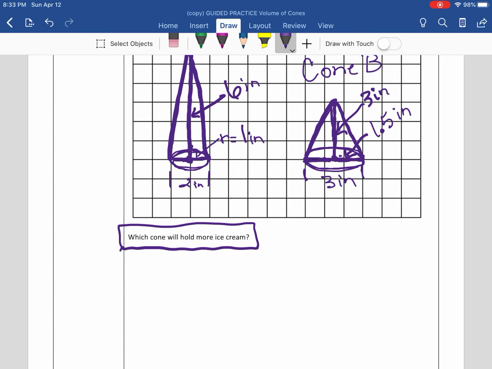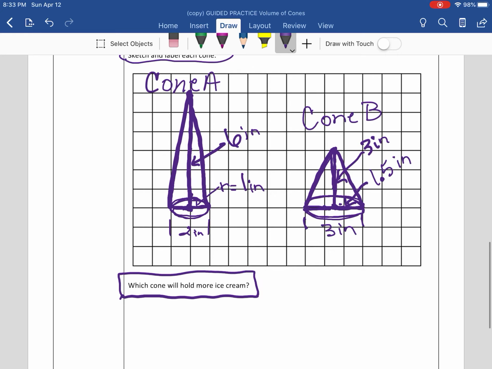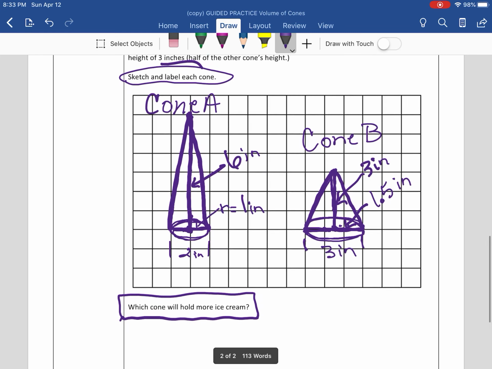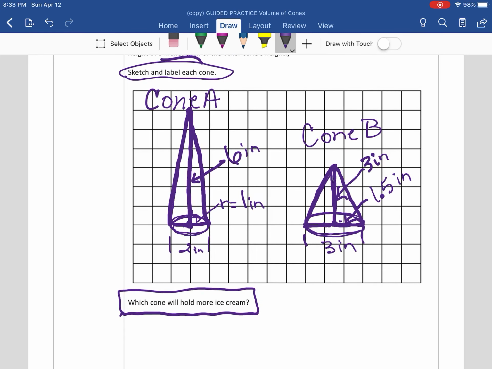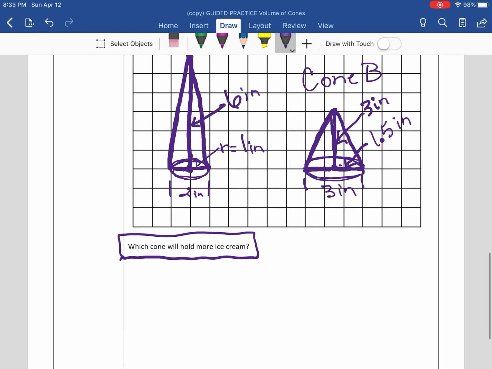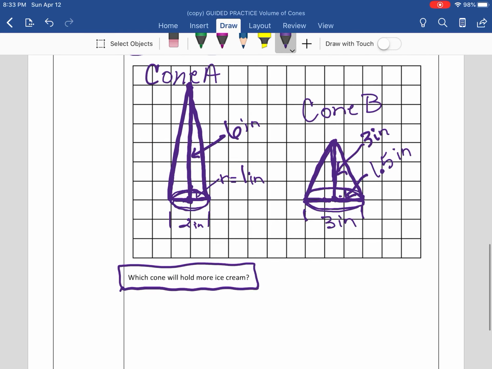The question is, which one will hold more ice cream? So if you're going in and you had to pick, do you want cone A or cone B to be filled up with ice cream? Say they're the same price. Which one would be the better deal? Which one holds more ice cream? Who wants to guess? I'll let you just write it down on your paper. What's your guess before we do the work? Just see what happens. All right, got your guess written down?